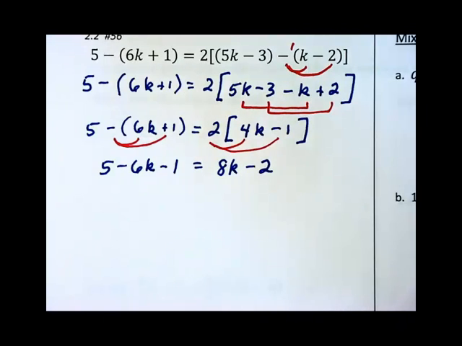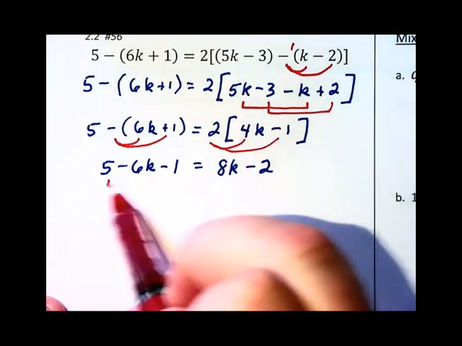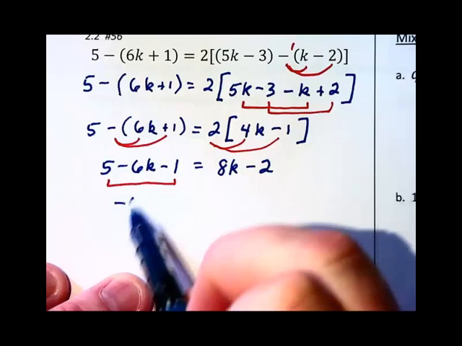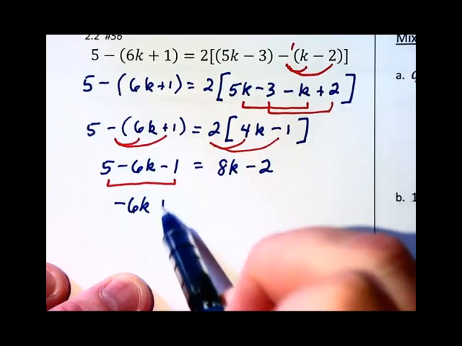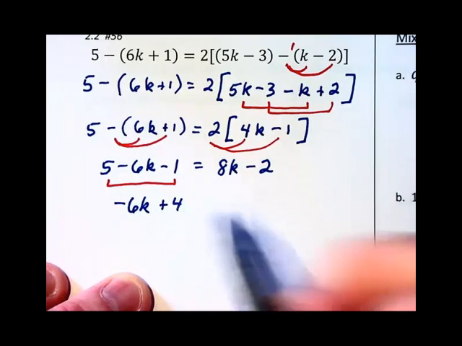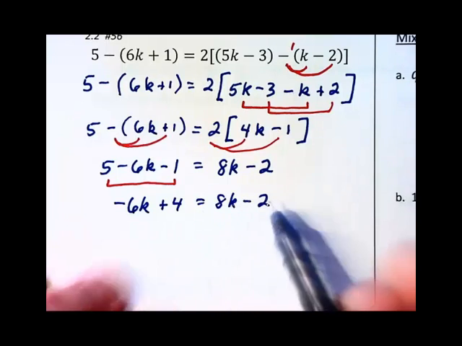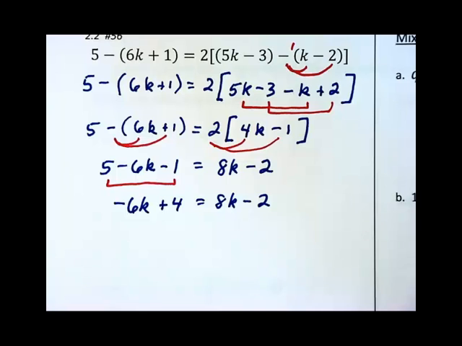Okay, I see variables on both sides, but I also see on the left there's 3 terms, and I want to combine the 2 constants together. So we're going to have -6k plus 4 on the left, 5 minus the 1 is the 4, equals the 8k minus 2. Now we want all of our variables on one side.